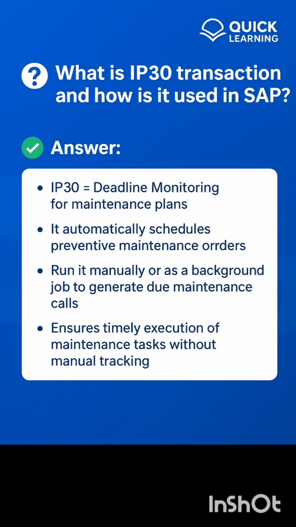Today's question is, what is IP30 transaction and how is it used in SAP? Answer is, IP30 is a deadline monitoring for maintenance plans. It automatically schedules preventive maintenance orders. It runs manually or as a background job to generate due maintenance calls. It ensures timely execution of maintenance tasks without manual tracking. See our video for detailed explanation of how IP30 is used in SAP and how to master it.